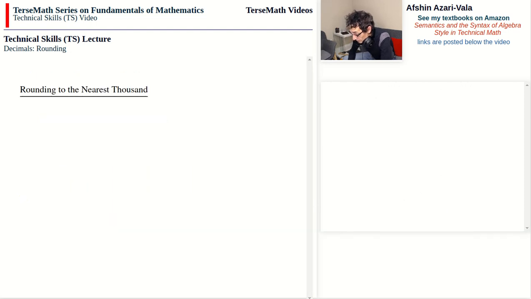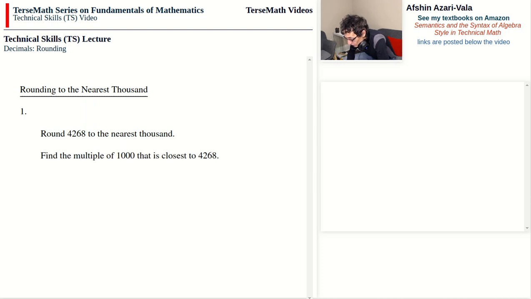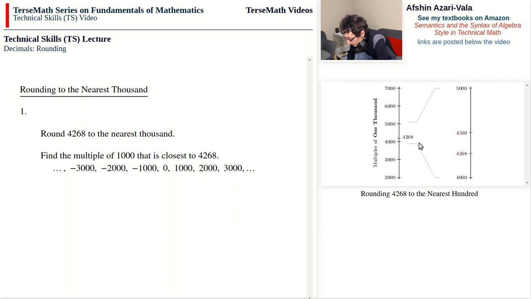Now rounding to the nearest 1000 is similar to rounding to the nearest 10 and rounding to the nearest 100. I guess we have one example here, round 4268 to the nearest 1000. Now this time we have to find the multiple of 1000 that is closest to 4268. And these are some of the multiples of 1000. The image is on the right side. Now rounding to the nearest 1000, jumping in steps of 1000. 4268 is between 4000 and 5000.